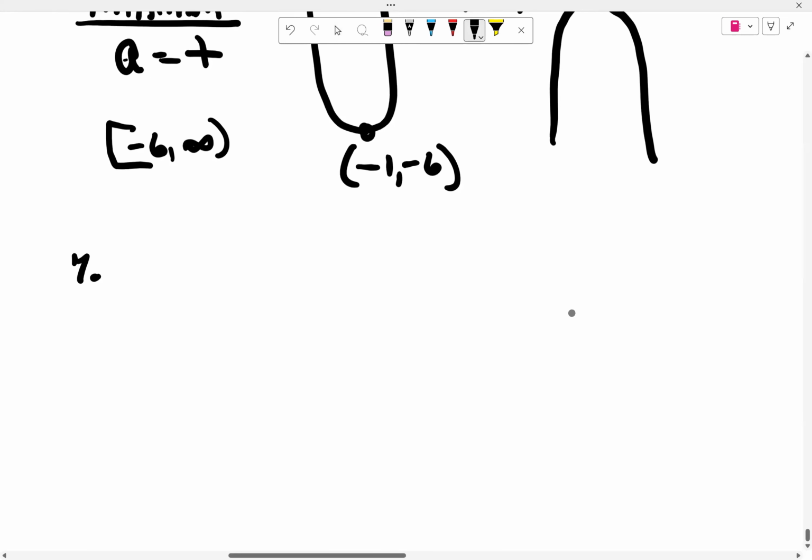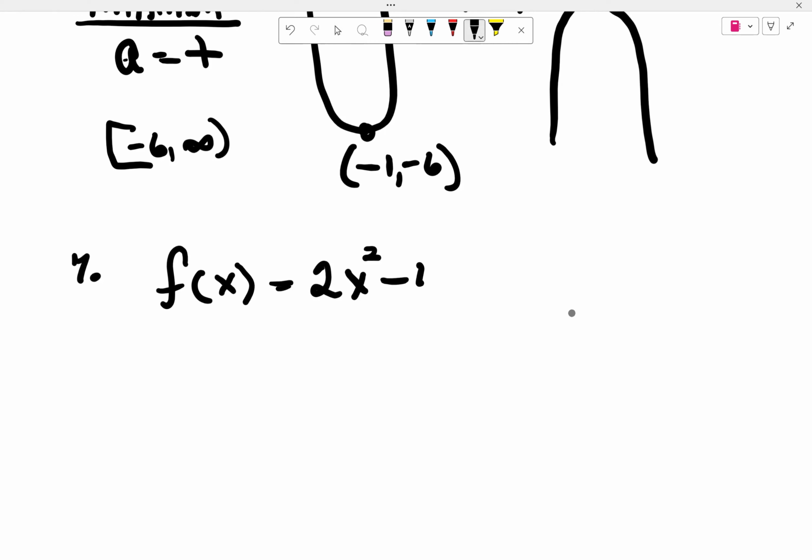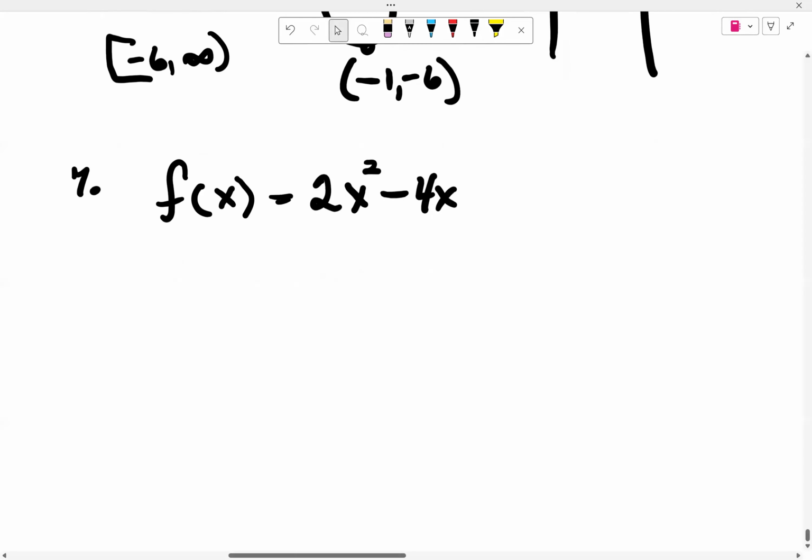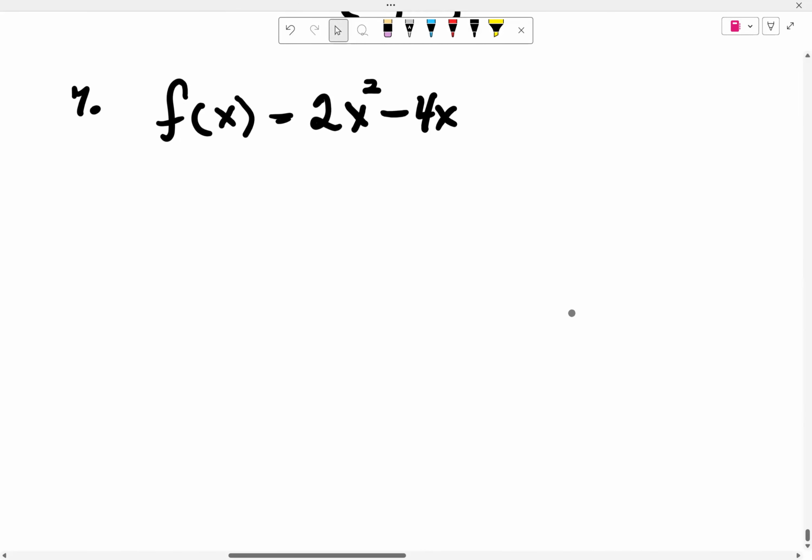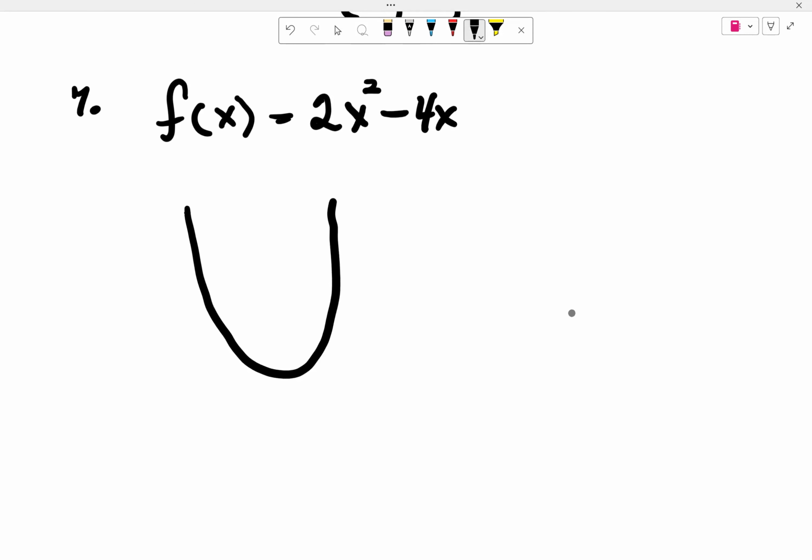Okay, number 7. Now they're asking us here to determine if a quadratic has some minimum or some maximum. You need to remember in the function, I have to look at the a value. The a value is crucial. So in our case, the a value is +2. If this is a +2, this diagram will open like this. So this has to be a minimum, whatever we're looking at.